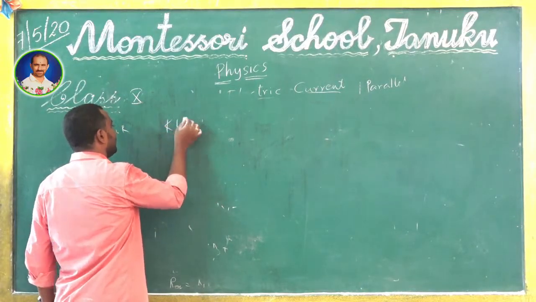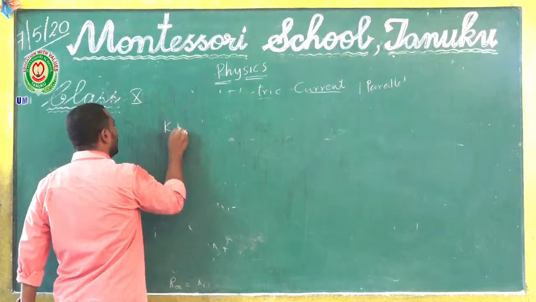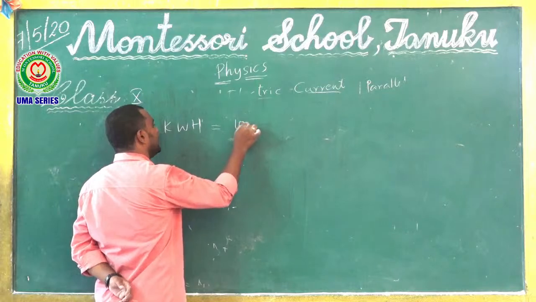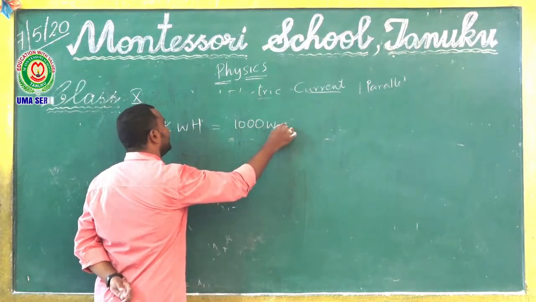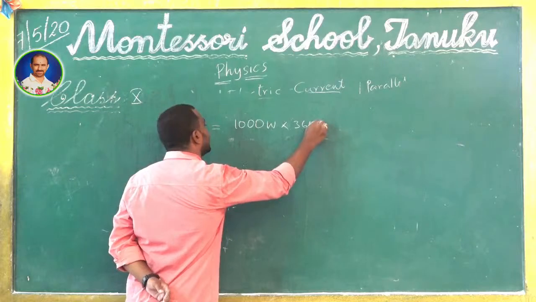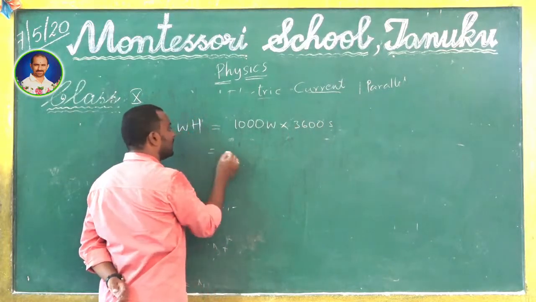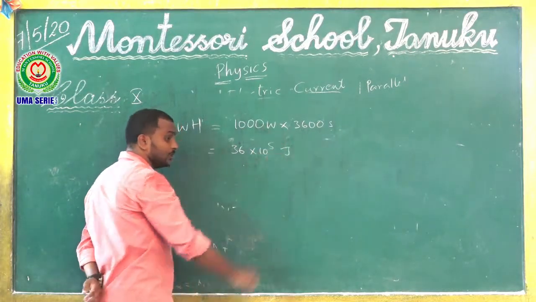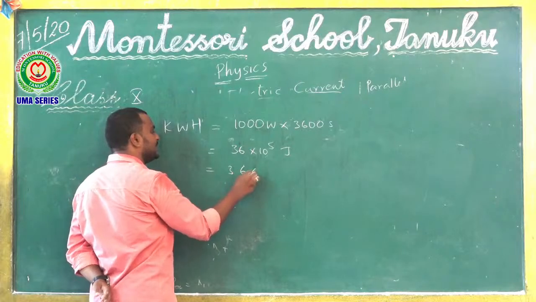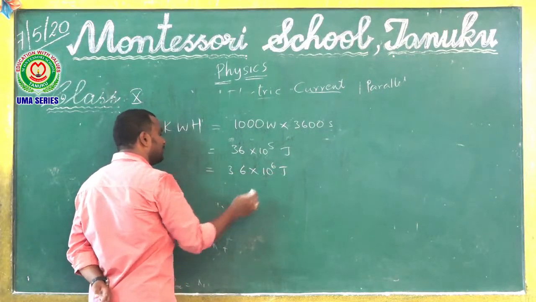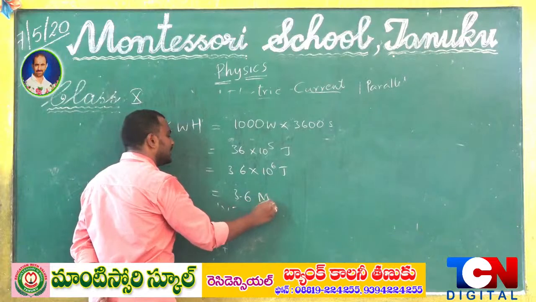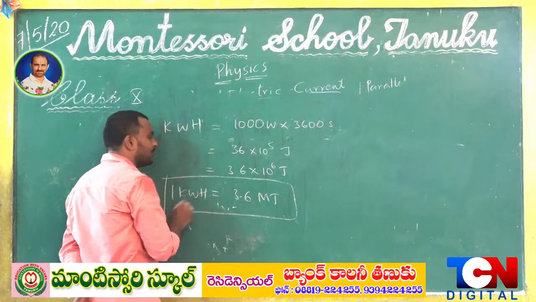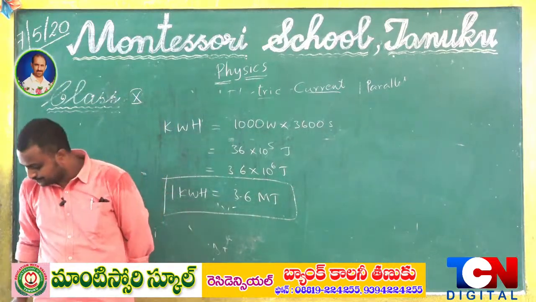Conversion of 1 kilowatt hour. 1 kilowatt hour can be expressed in joules. So 1 kilo means 1000 watt, into 1 hour, which is 3600 seconds. So I can write 36 into 10 power 5 watt second, which can be expressed as joule. So I will write it as 3.6 into 10 power 6 joule, because 10 power 6 can be expressed as mega. So 1 kilowatt hour can be expressed as 3.6 into 10 power 6 joule or 3.6 megajoule.